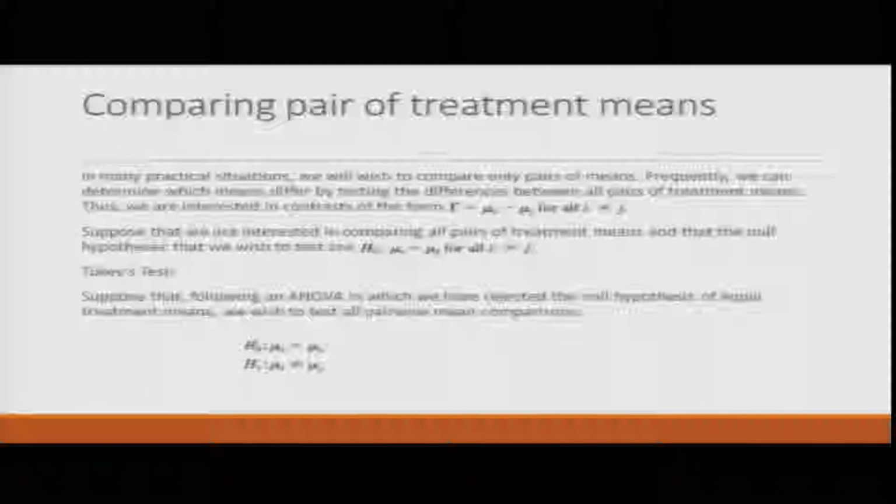Suppose that we are interested in comparing all pairs of treatment means. The null hypothesis can then be formulated as H naught: mu i is equal to mu j, where i is not equal to j, and obviously the alternative hypothesis will be the complementary part.